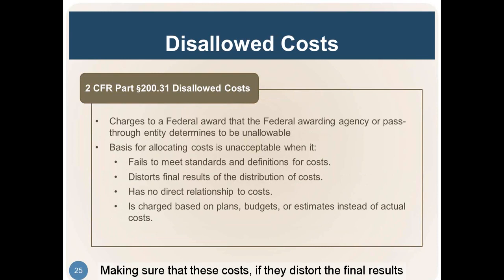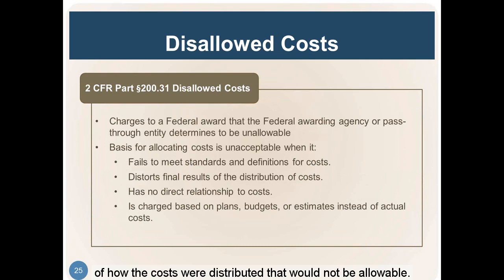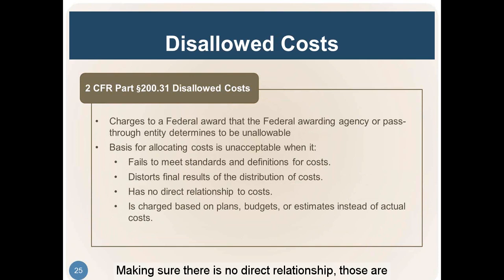Making sure that these costs, if they distort the final results of how the costs were distributed, that would not be allowable. Making sure that if there's no direct relationship, that those are disallowed. And when it's based on just a budget, an estimate, as opposed to those actual expenditures, as we mentioned.